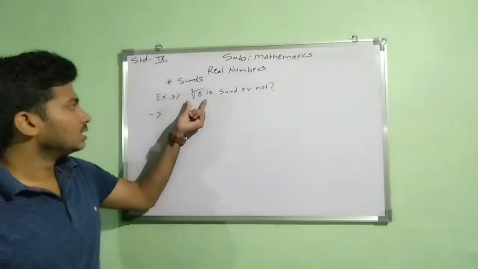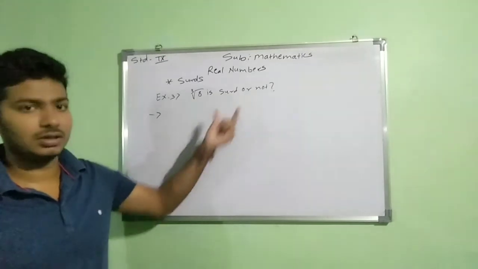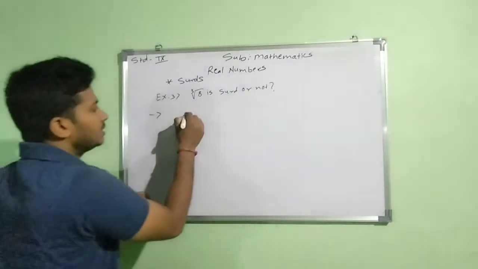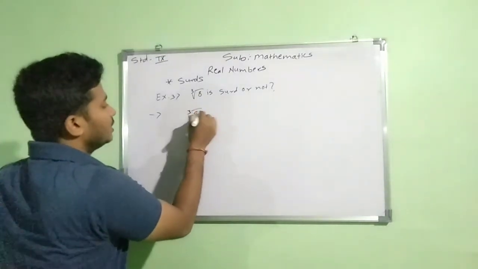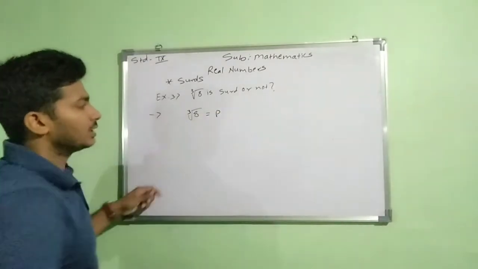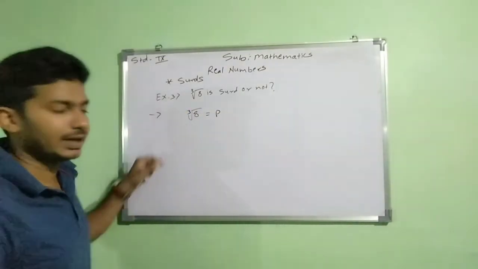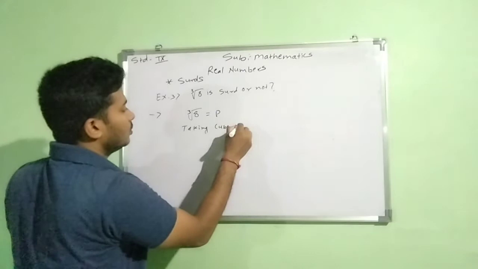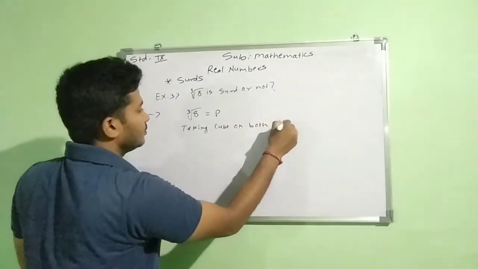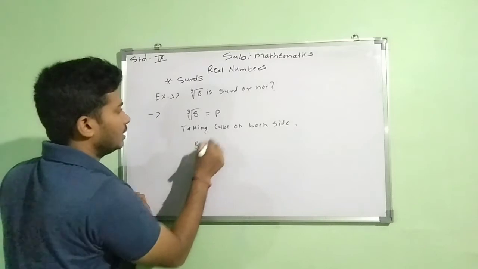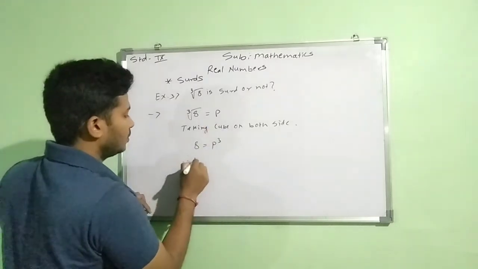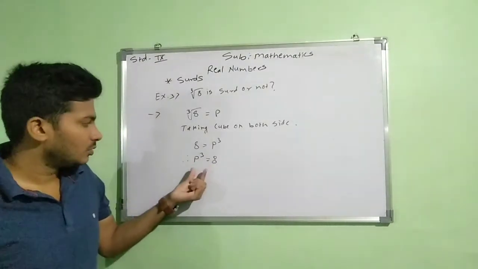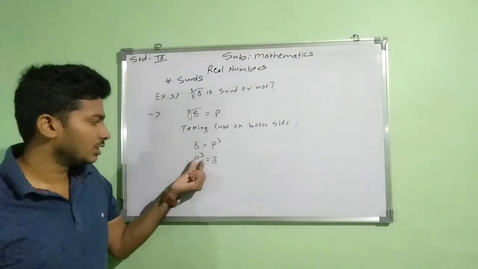Suppose the question is whether the cube root of 8 is a surd or not. That means you have to find whether the cube root of 8 is a surd or not. At that time you consider the cube root of 8 is equal to p. Now we have to take the cube on both sides so that the root sign will be cancelled. So it will become 8, and p will become p cube. Therefore p cube is equal to 8. Now we have to find a number whose cube is 8.